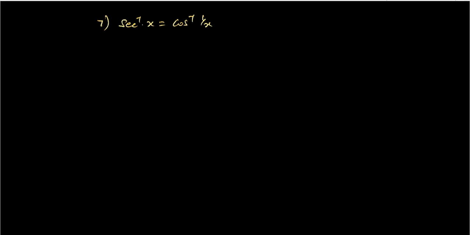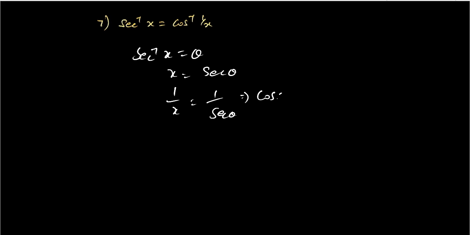Now, secant inverse of x equal to cos inverse of 1 by x. For this, let me take secant inverse of x as theta. Secant inverse of x is equal to theta. That means x is equal to secant theta. Take reciprocal on both sides. 1 by x is equal to 1 by secant theta. It will become cos theta.